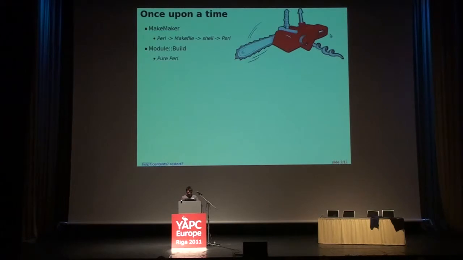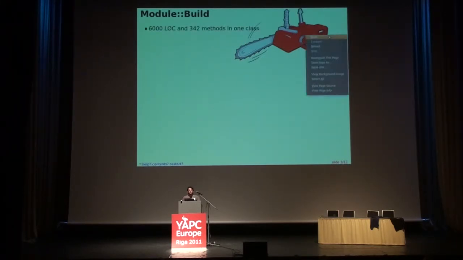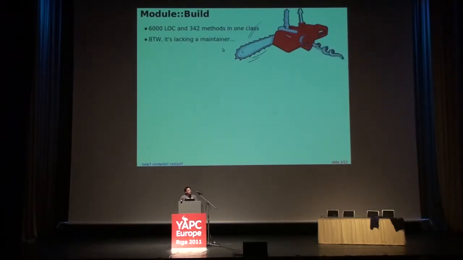This became Module::Build. Module::Build was a really neat idea. However, it's implemented rather suboptimally. I could spend a lot more than 5 minutes talking about all the things I dislike about it, but I'm going to summarize it in 1 sentence. Its main class is about 6,000 lines, has more than 300 methods, including 85 accessors, and it's just big spaghetti. By the way, it's lacking a maintainer because no one wants to maintain this thing anymore.